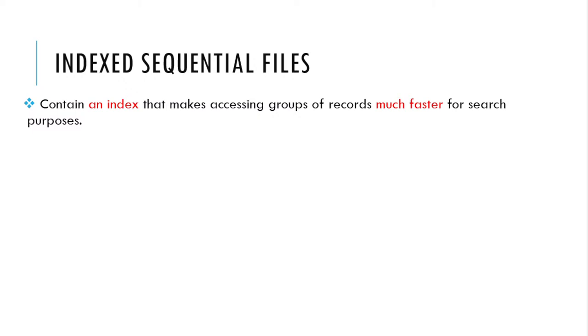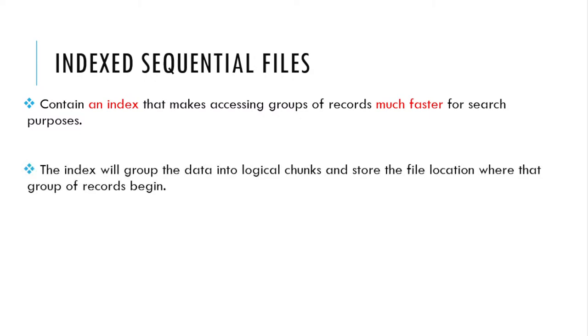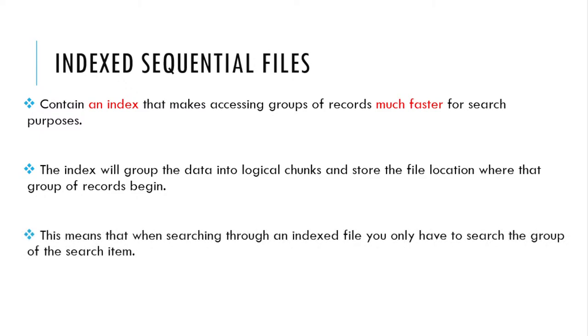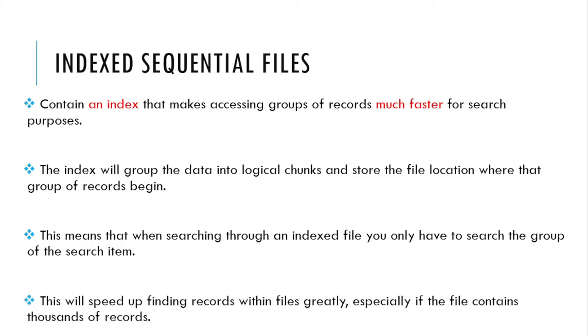So index sequential files, obviously they contain an index, like your bookmark. And it makes accessing groups of records much faster for searching purposes, even faster than sequential files. The index will group data into logical chunks and store the file location where that group of records began. We jump to that section and then we search through it. So when searching through an indexed file, you only have to search the group of the search item and then find the actual search item itself. And that speeds up finding records.